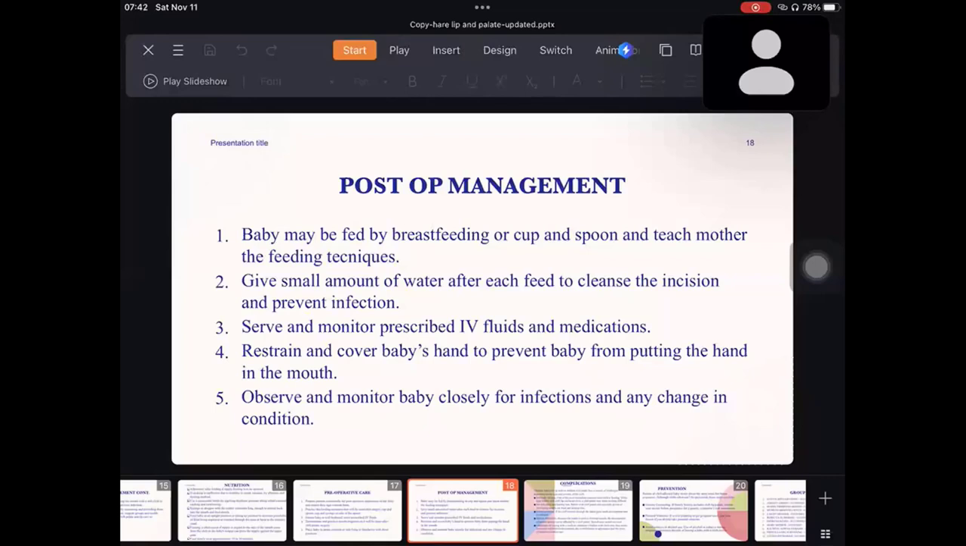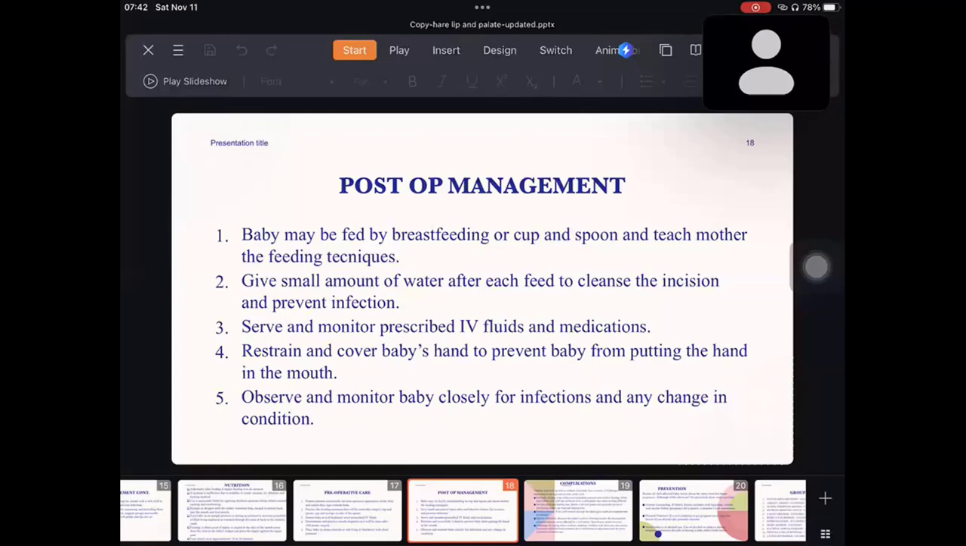And then we serve and monitor prescribed IV fluids and medications. So we want to prevent the baby from being overhydrated. So we make sure that we monitor the fluid intake, and also the medications that are given, and we make sure that they are served at the right time, so that the baby can get the right amount of care.